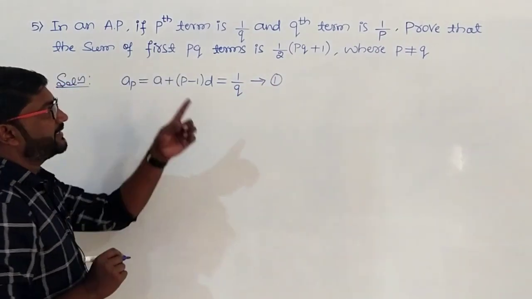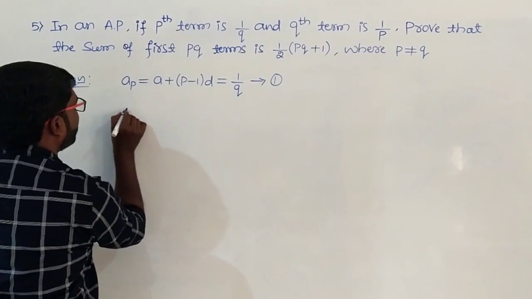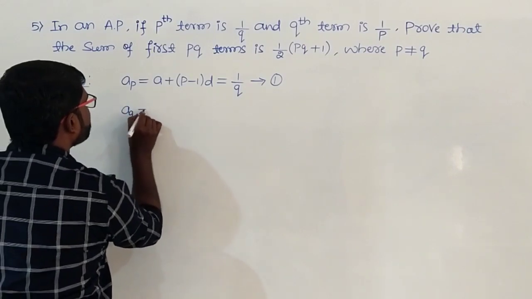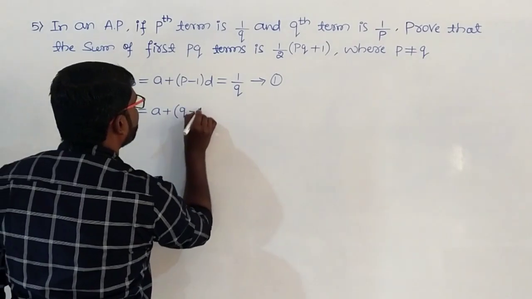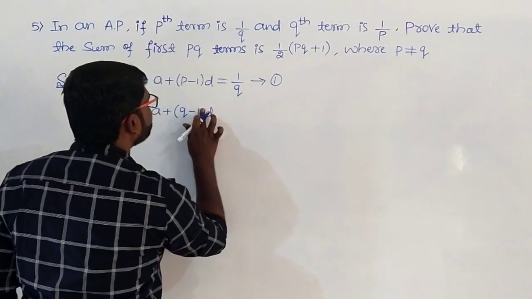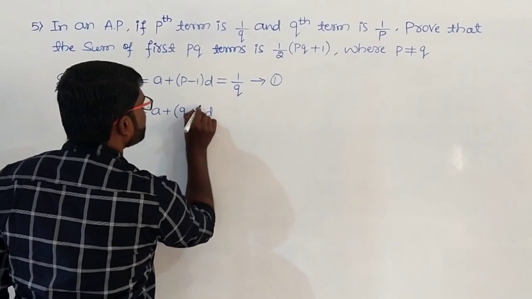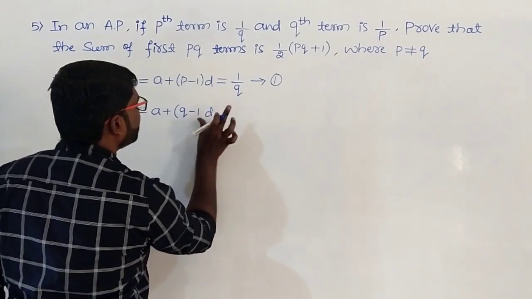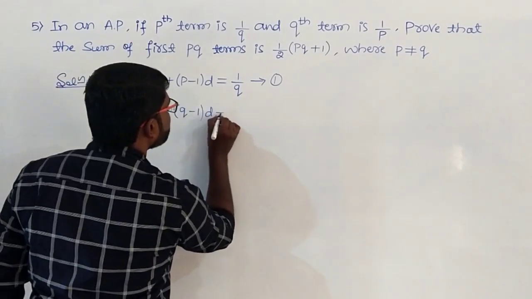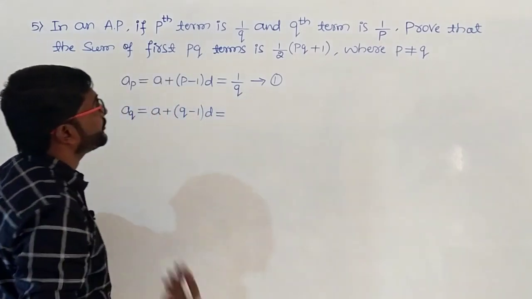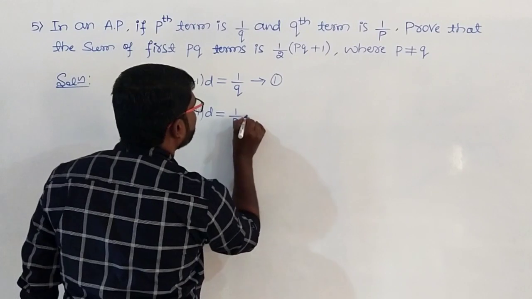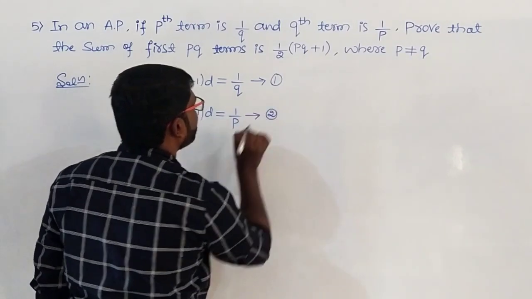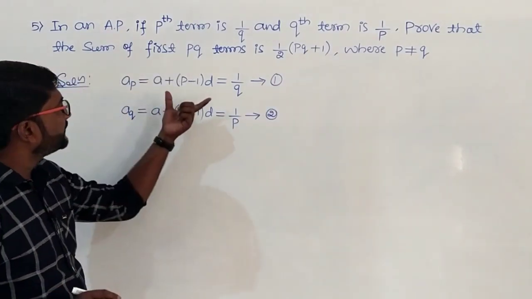And then he has given qth term, that will be aq. So aq is equal to a plus q minus 1 into d, which is equal to 1 by p. I call this equation number 2. Now let us solve these two equations.